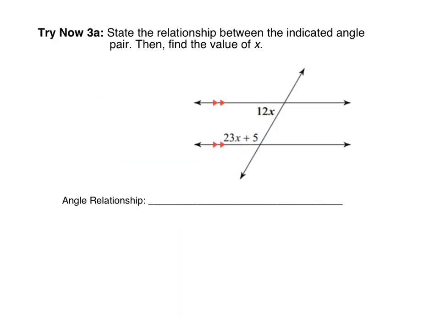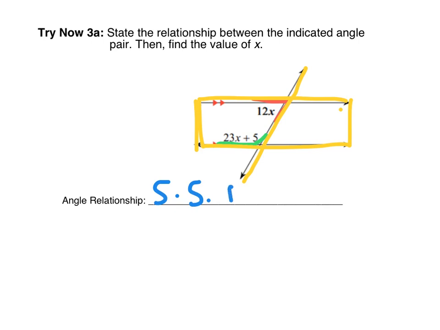Try now 3a says state the relationship between the indicated angle pair, then find the value of x. So we're looking at this angle here, and this guy here, 12x. I have my transversal, and then I'm going to form my little rectangle here. Now if I look at 12x and 23x, they're on the same side. So I'm going to do SS for same side. And then they're inside my box. So they're going to be same side interior angles.